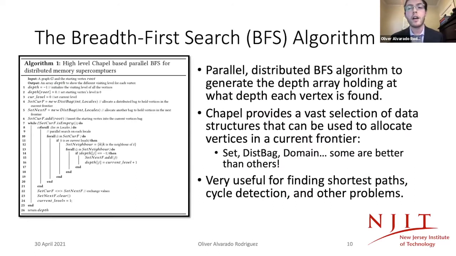Pictured here is our BFS algorithm to generate the depth array, at what depth each vertex is found compared to the starting vertex. It exploits Chapel's easy distributed and parallel computing language constructs that are shown in red to return the final depth array. Chapel provides a vast selection of data structures that can be used to store vertices at the current frontier during BFS execution. They include set, disbag, and domain, which were all compared to each other. BFS is usually useful for finding shortest paths, for cycle detection, and for other problems, which are all really good problems to tackle when you're dealing with graphs.